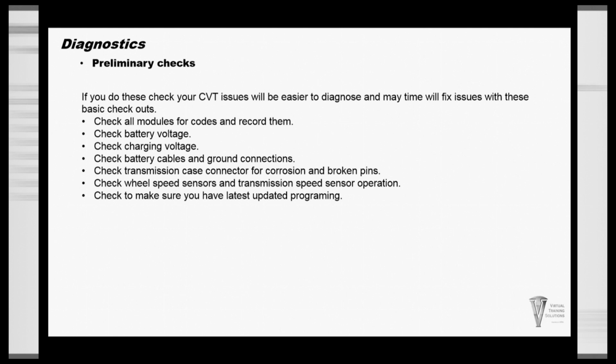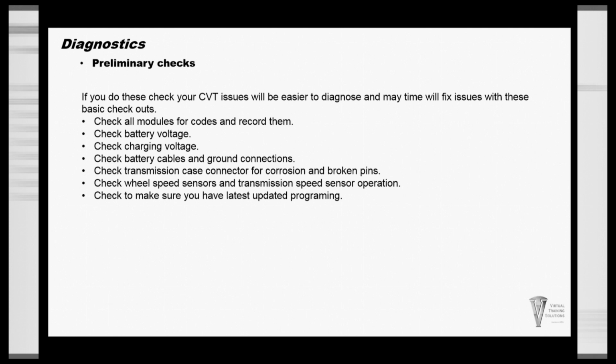Want to check this transmission case connector for corrosion and broken pins. If you're dealing with electrical codes, after you check the battery, remove the transmission case connector and get in there with a mirror or magnifying glass and look at the case connector and the pins. These things are very small and they like to corrode and break off. So check that if you're dealing with electrical codes before you start breaking out the multimeter.